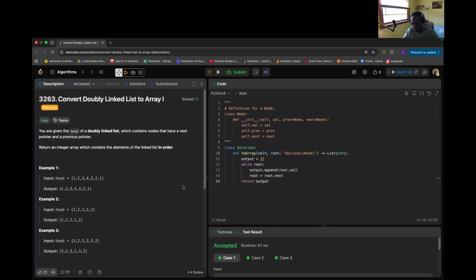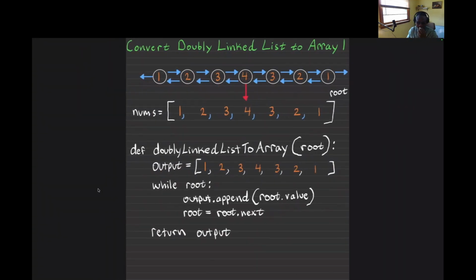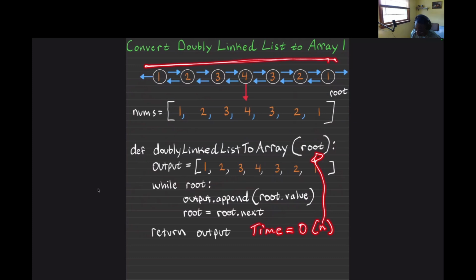Okay, so let's go to the drawing board to discuss the time and the space. All right, so the time complexity is big O of n, where n is the size of the input, which is this doubly linked list here, right? So whatever the size of it, that is our time complexity, because look at this while loop. We're going to iterate through each node in the doubly linked list, okay? And then space is also big O of n.